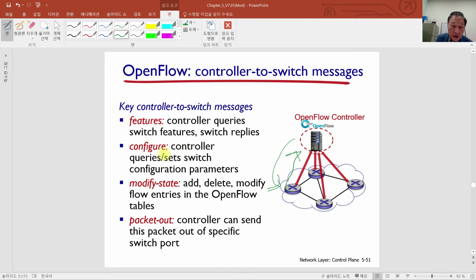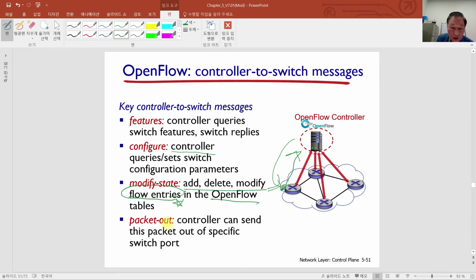And configuration. For this purpose, the controller queries and sets switch configuration parameters. And modify state, to update or modify: add, delete, modify flow entries. This is the forwarding table in traditional routers' terminology. And here in software-defined network, we are calling this one a flow entry. This is the same as the forwarding table entry, but here this one is generalized.